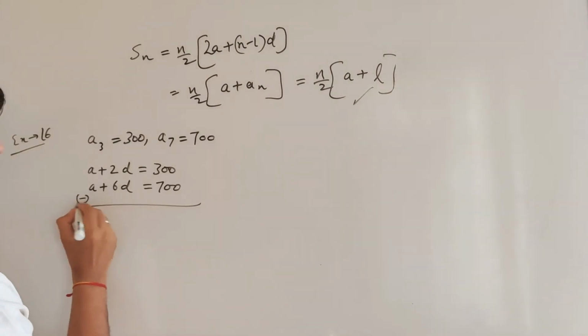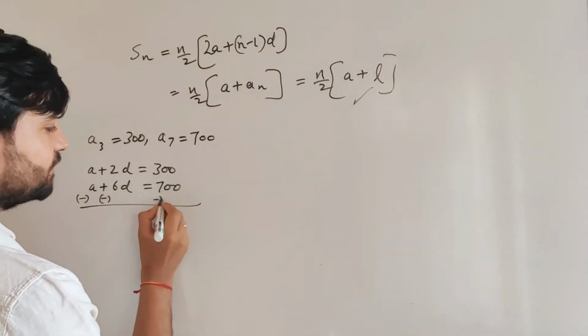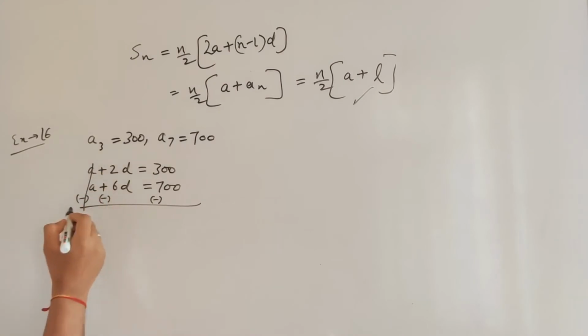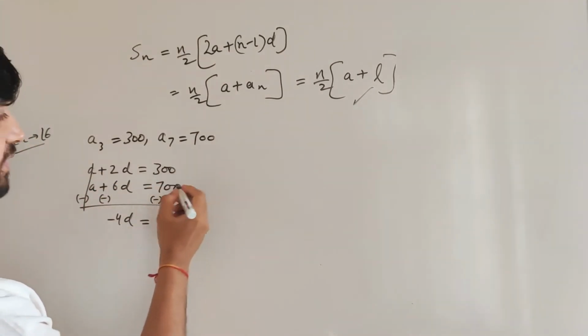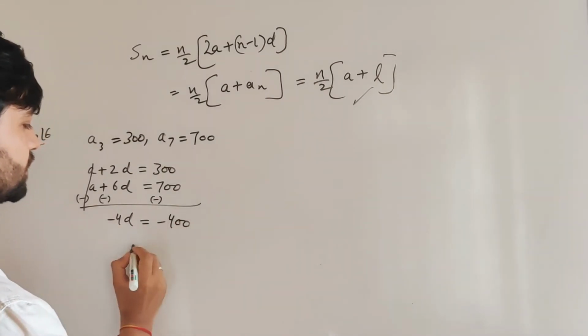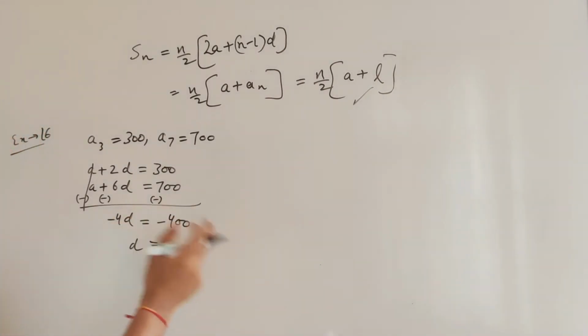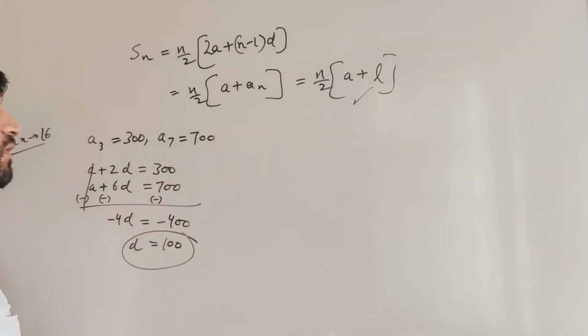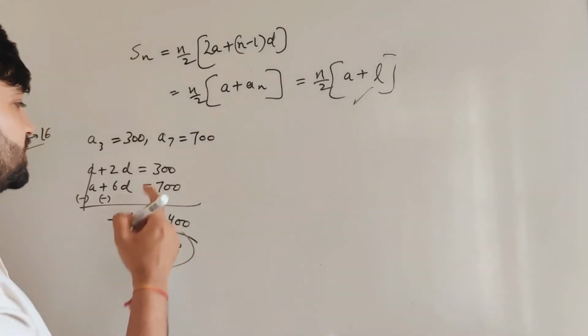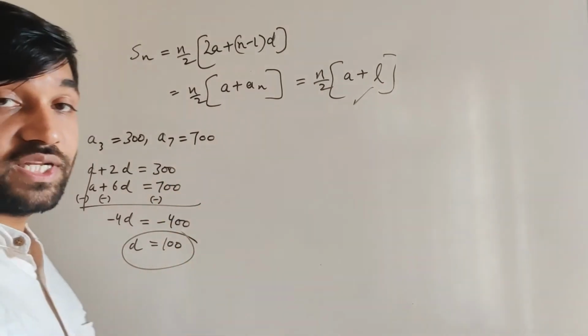Here I change the sign: plus 700 becomes minus. So a minus a cancels. 2d minus 6d is minus 4d. 600 minus 700 is minus 100. So the d value is minus 100 divided by minus 4, which is 25. Hmm, as spoken: so d is minus 400 divided by minus 4, which is 100. So we got the common difference value as 100. This d value we substitute in one of the two equations to get the a value.